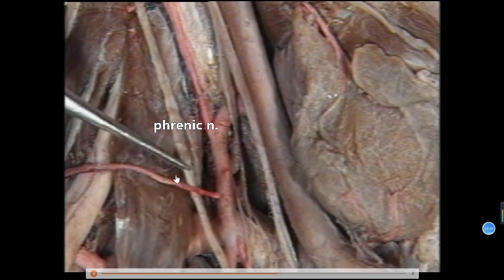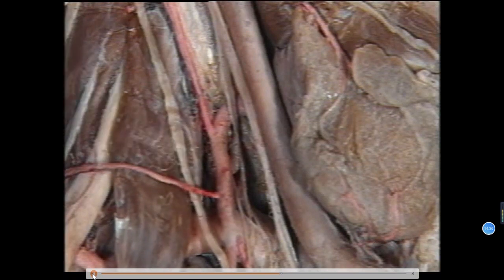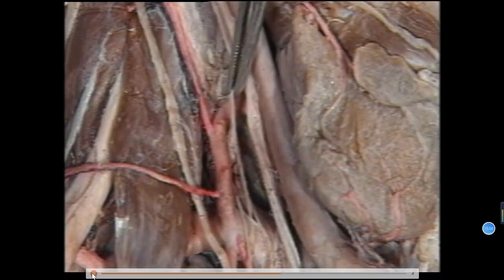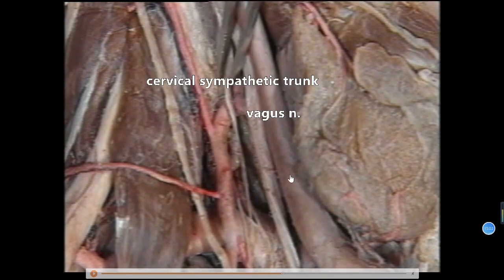Now look at between this artery and the scalenus anterior, look at this phrenic nerve. This is the phrenic nerve. Vagus nerve, cervical sympathetic trunk. Notice the three nerves and their relationship. Phrenic nerve most laterally, vagus nerve medially. Between them, the cervical sympathetic trunk, three long nerves. And this trunk is the deepest.